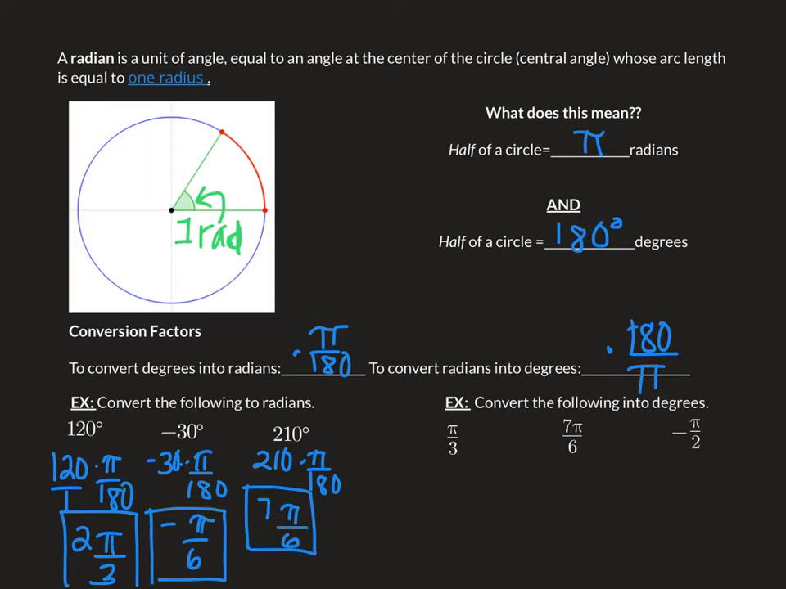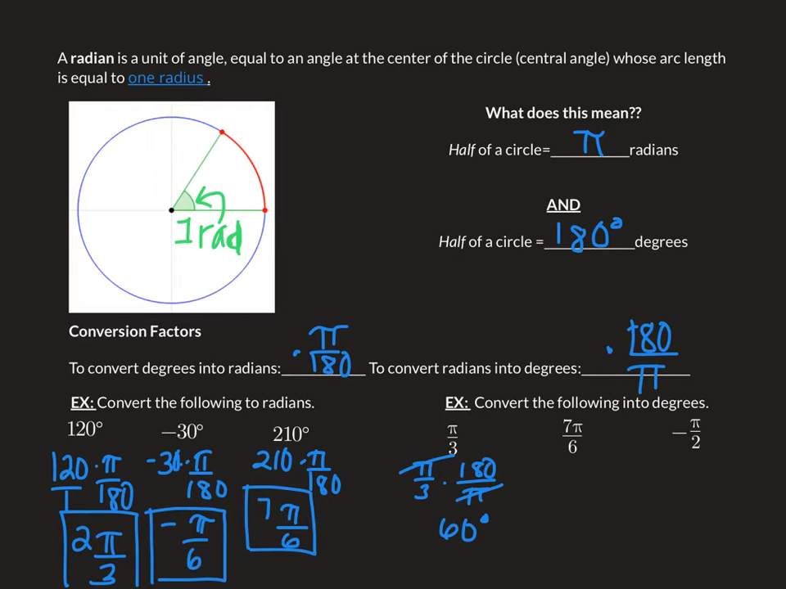Okay, let's look at that in reverse. Let's convert the radians into degrees. So here, I'm going to take pi over 3, and I'm going to multiply by 180 over pi. Well, what happens is my pi's are going to go away, and I'm going to be doing 180 divided by 3, which we know to be 60. So 60 degrees is equivalent to pi over 3. Okay, pause the video. See if you can do the 7 pi over 6 and the negative pi over 2.